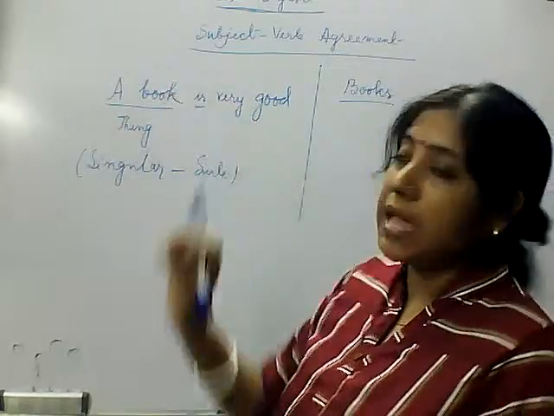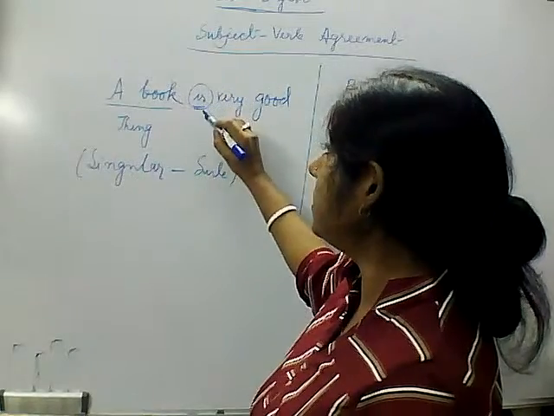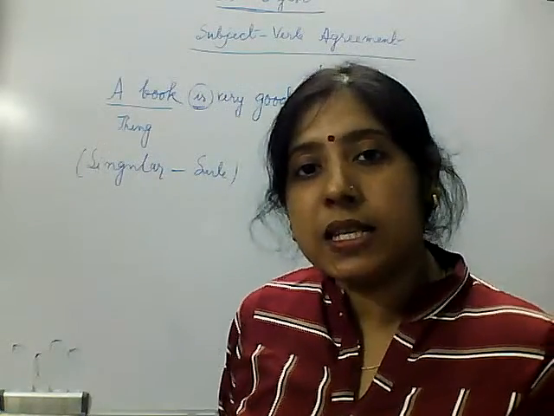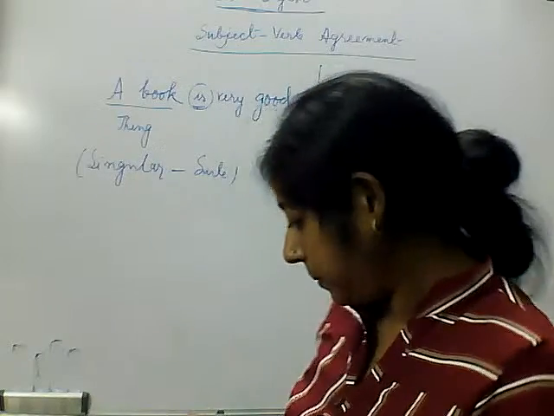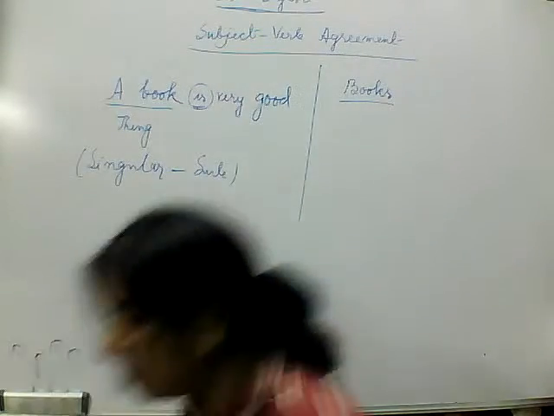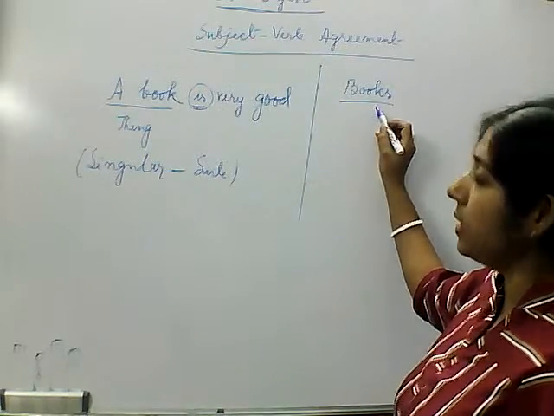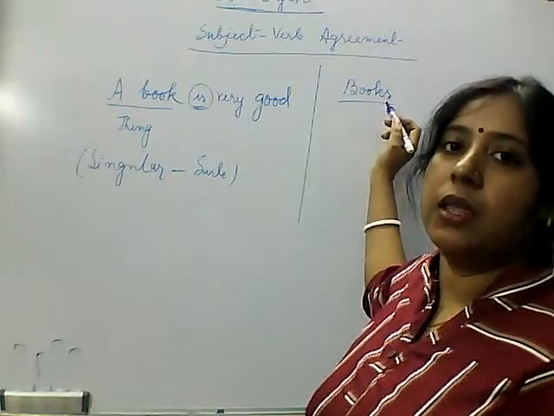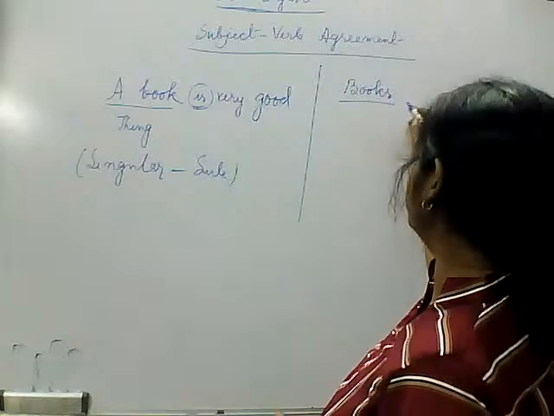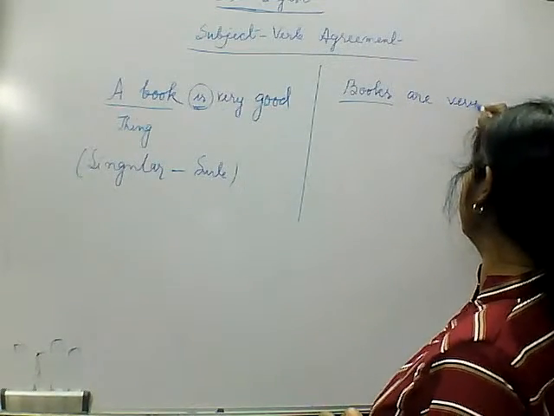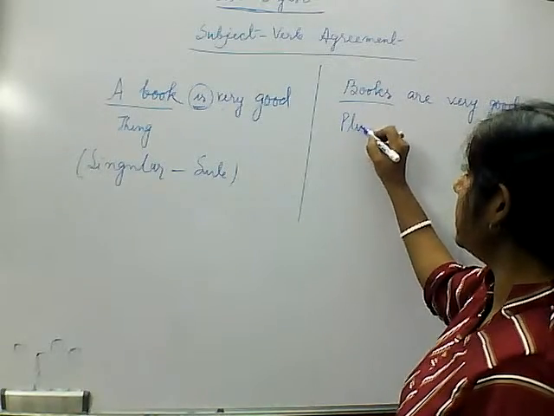As it is a singular subject, the verb placed is singular only. Here the verb is a be verb. And now if I write books, books means plural number. It is a thing and the form is plural only. So, books are very good. I have used the plural number; the thing is in plural number.